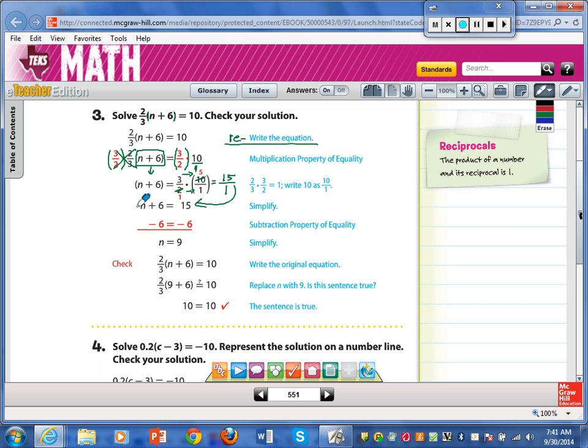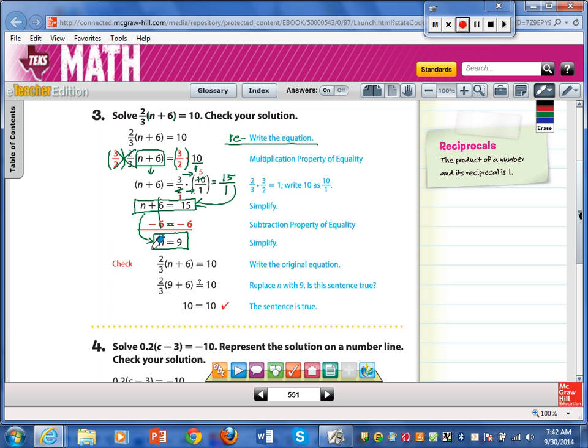So now you ended up with this equation. N plus 6 equals 15. And then from there it's simple enough already. So since they're adding 6 to the variable, you have to subtract 6, but to both sides. This turns to 0. You bring down your n, and then 15 minus 6, well, that's just 9. So that is your solution.